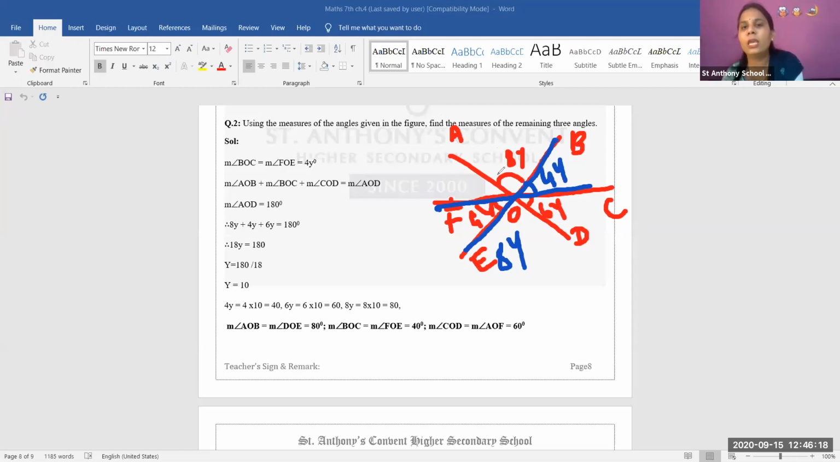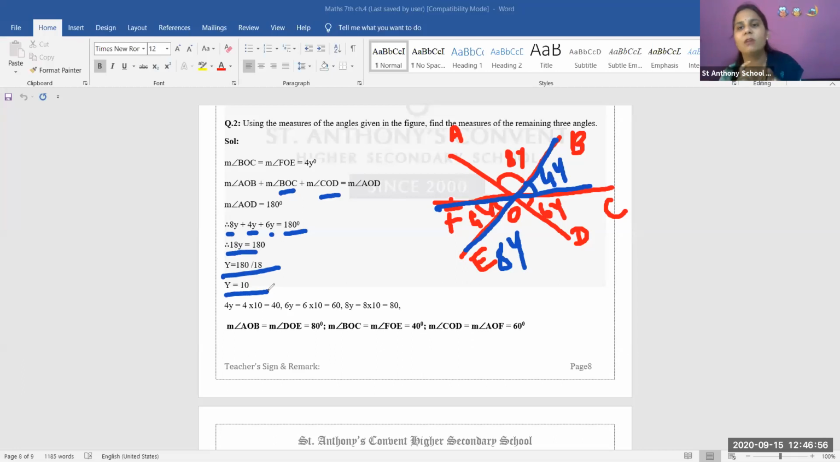Now value of AOB is equal to 8y, so we write 8y here. Value of BOC is equal to what? 4y, so 4y. Value of COD is equal to 6y, so 6y is equal to 180. Now add all these y. 8y plus 4y, 12y. 12y plus 6y, 18y. Now 18y is equal to 180. Now we don't want this 18 with y because we have to find the value of y, right? Now y is equal to 180 divided by 18. So y is equal to what? 10.